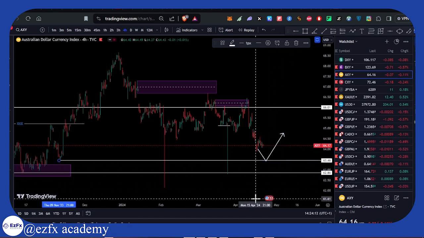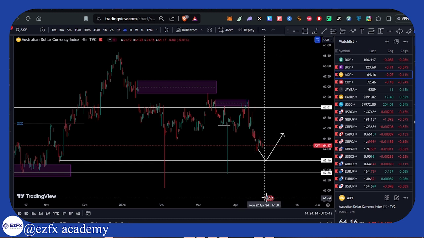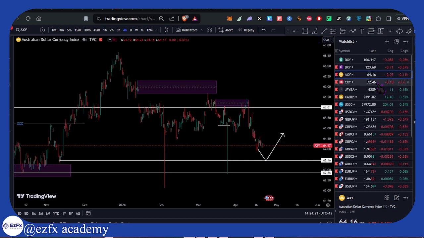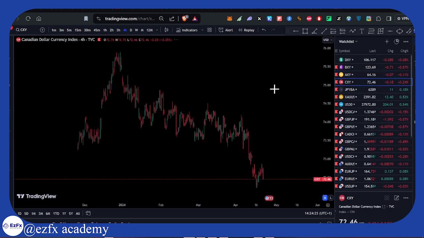This is between 63.46 and 62.86. So if I get to see price drop in there, then I'll be watching out for possible buys from around there on AXY. So that is clear.